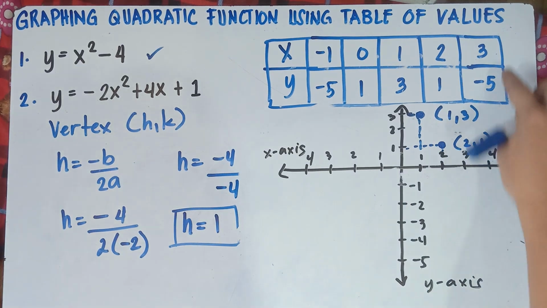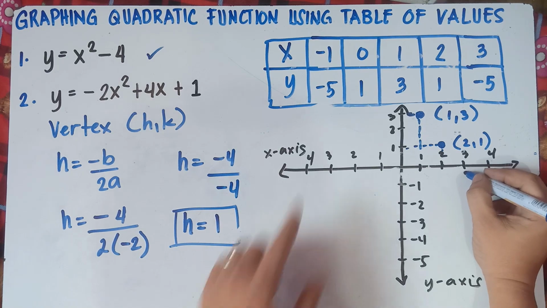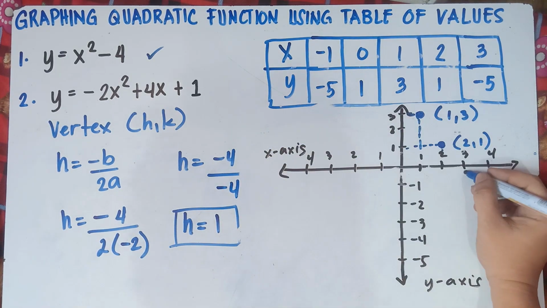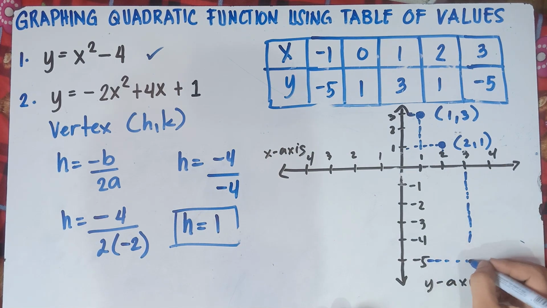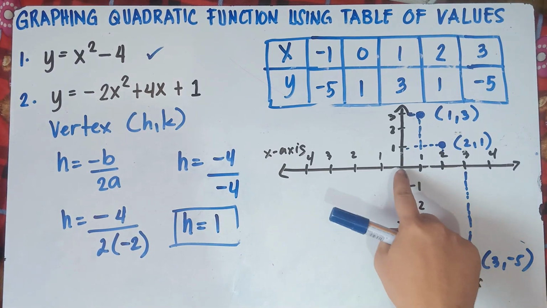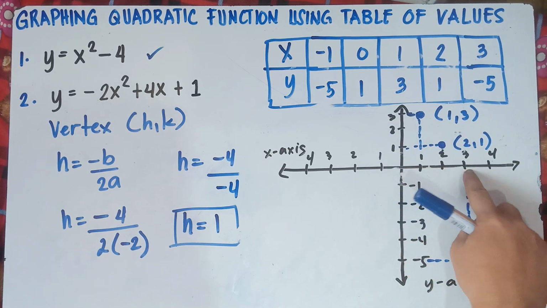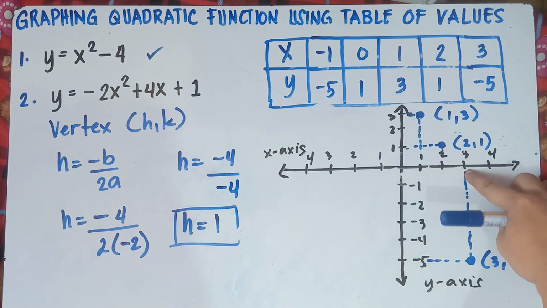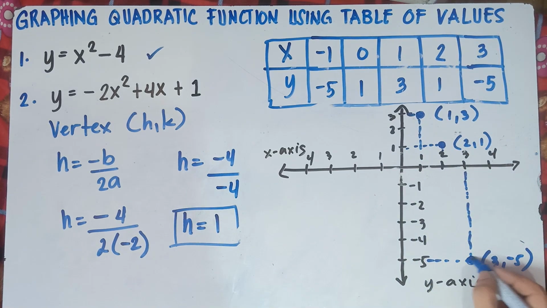Alright, and then last one, we have positive 3 for x, and then negative 5 for y. So this will be positive 3, then negative 5. That's it, class. So positive 3, you move 3 units starting from the center to the right, since this is positive 3. 1, 2, 3. And 5 units downwards, since this is negative 5. 1, 2, 3, 4, 5. And you have this point, and you need to label.